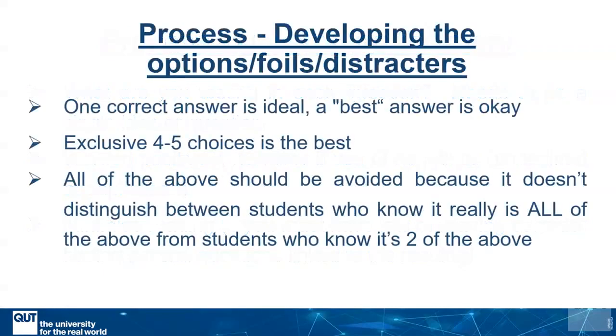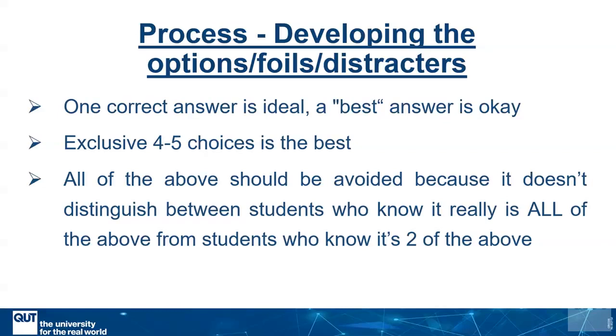When you're writing the correct option and the distractors, having one correct answer is ideal, but you can also have the best or most preferred answer. So there are two ways to design your question. It's better to have 4 to 5 choices. With 3, the questions tend to be too easy, and with 6, the questions are too hard.